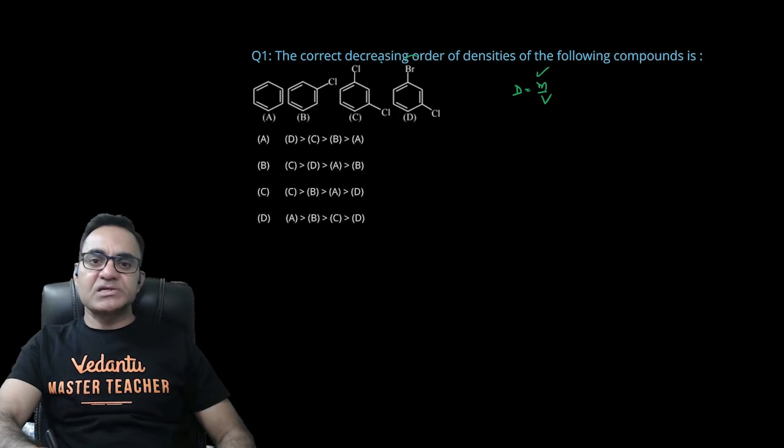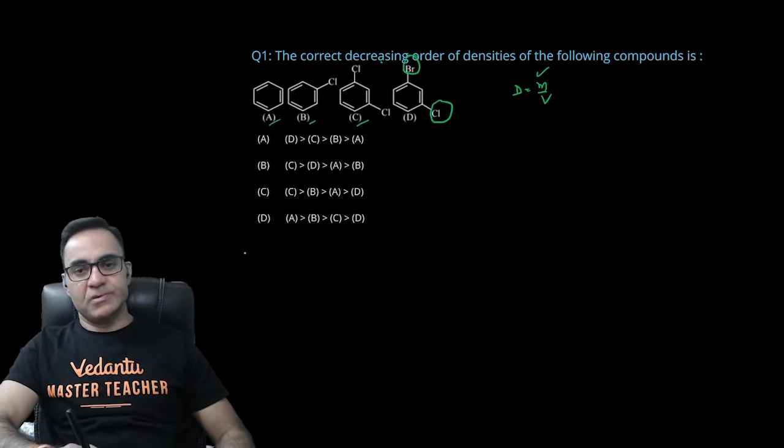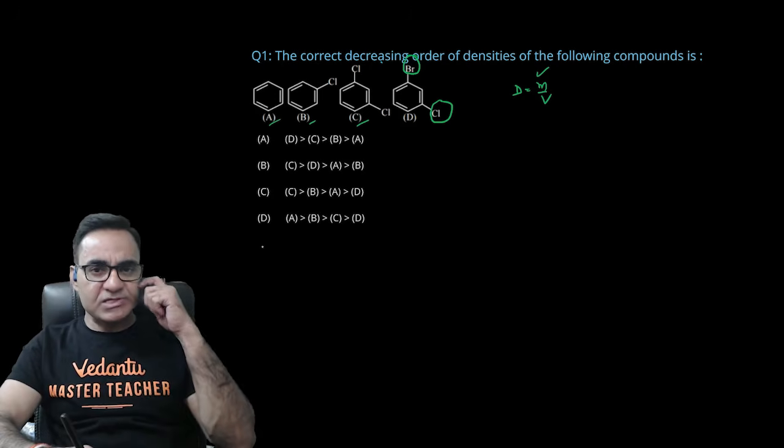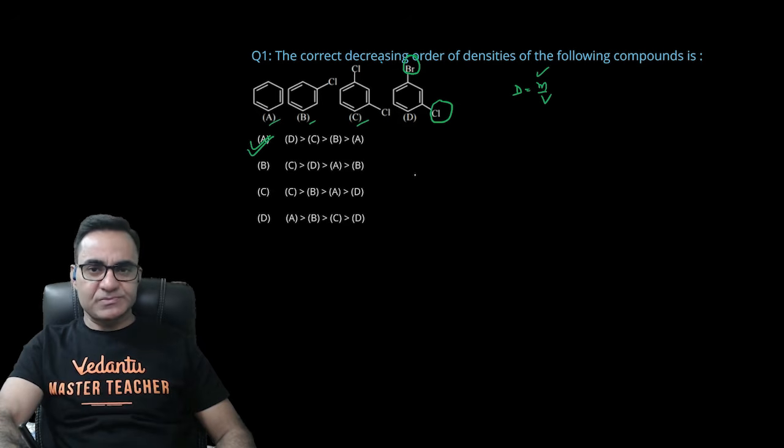So in the last compound D, we have 1 bromine and 1 chlorine, so the molecular weight will be highest, followed by C, then B, then A. So it is expected that maximum density has to be for compound D, followed by C, then B, then A. So A is supposed to be the correct answer of this question. All right.